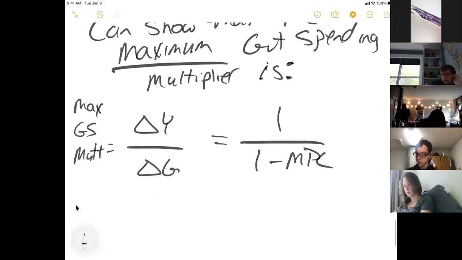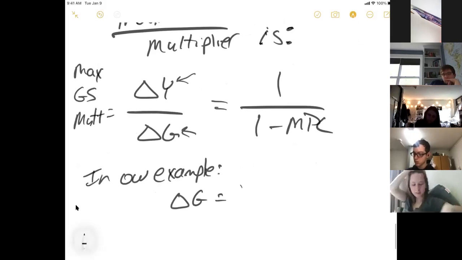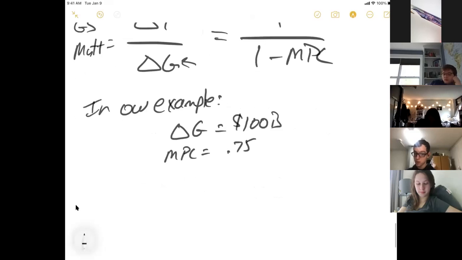Once again, that's the maximum. And what do I mean by the maximum? This is the biggest change in output you're going to get for a change in government spending. So in our example, what was the change in government spending? 100 billion. And what was the marginal propensity to consume? 0.75.